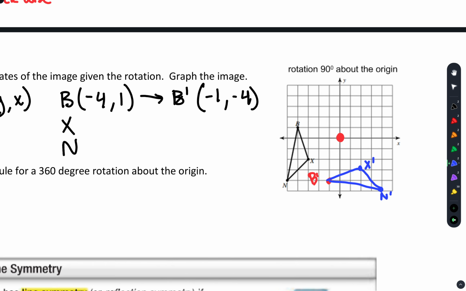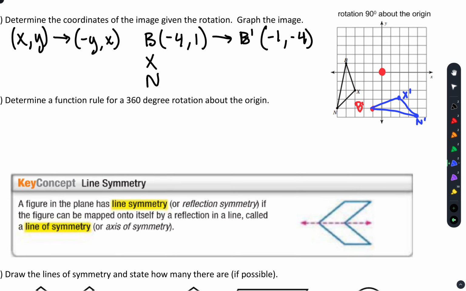Any questions on that? Any questions on any of rotations? Because we're going to move on to a little subtopic now. We're good? Oh, sorry, I missed one.